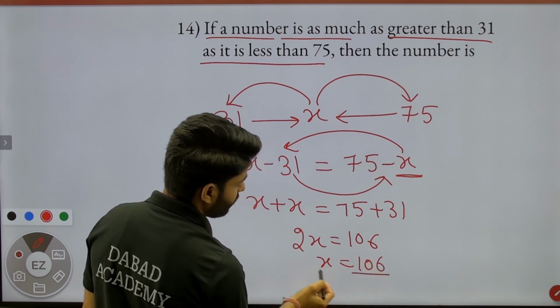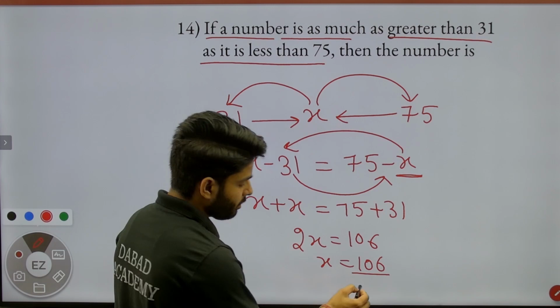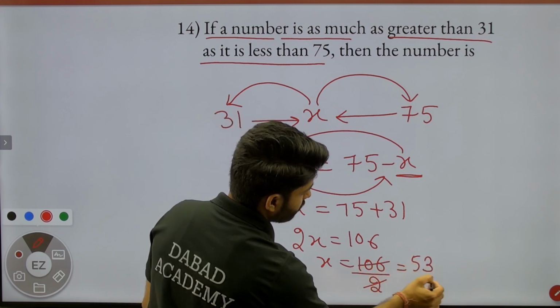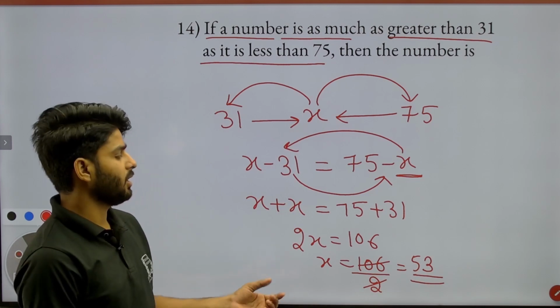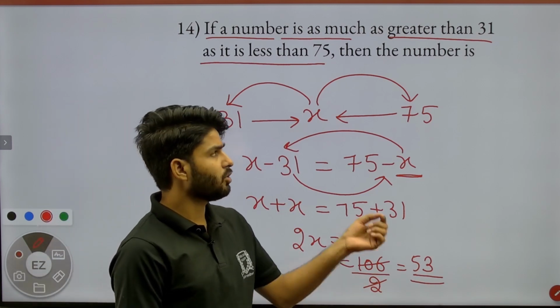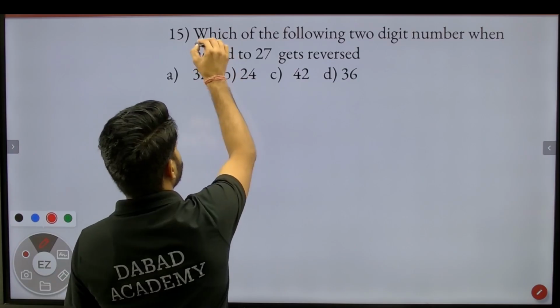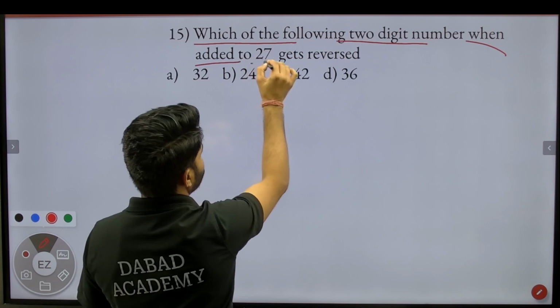Then x equals 106. According to the BODMAS formula, 2 is multiplied on one side, when we take it to the other side it will be divided. Then 2 5s are 10, 2 3s are 6. So that number is 53. So the correct answer is 53. So 53 is the number that is as much greater than 31 as it is less than 75. Which of the following 2-digit numbers when added to 27 gets reversed?